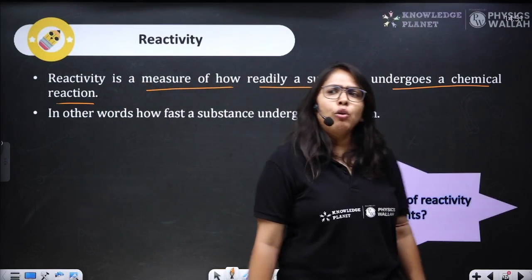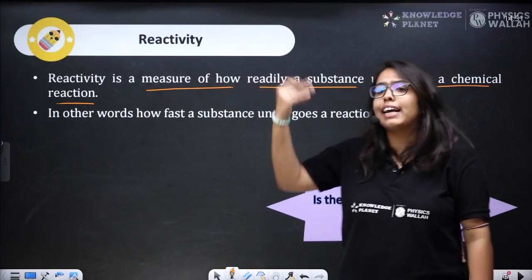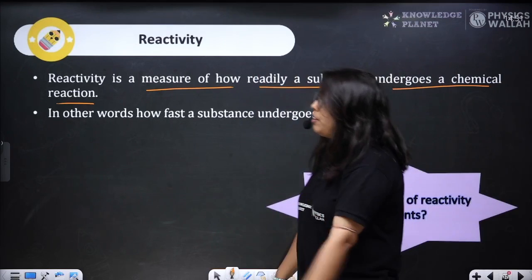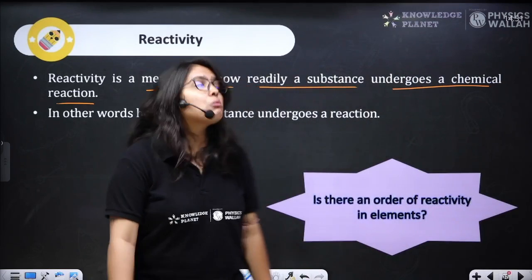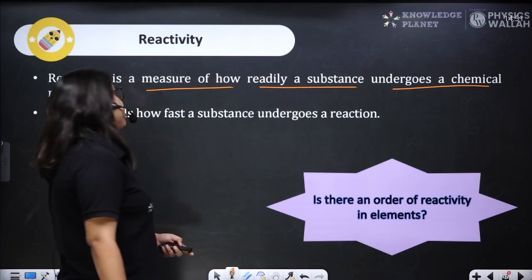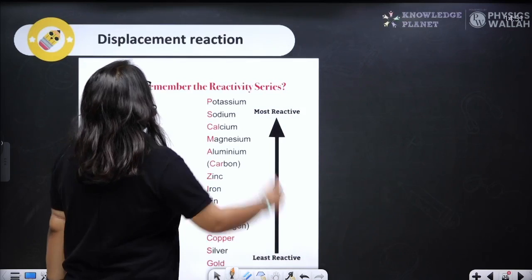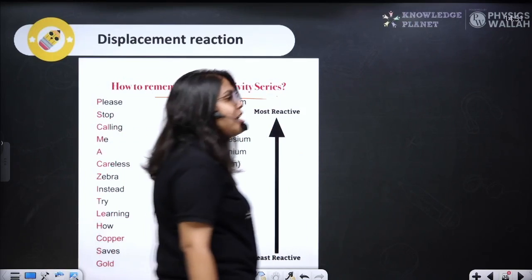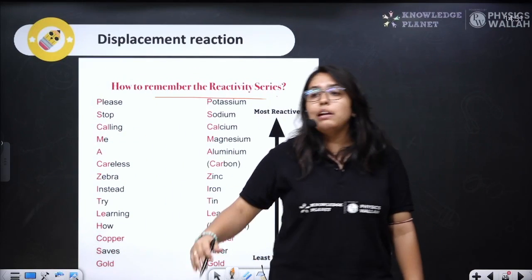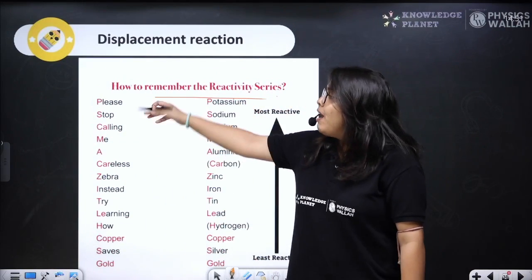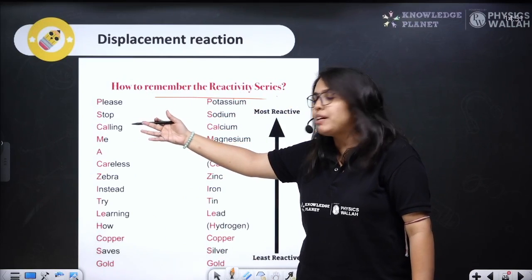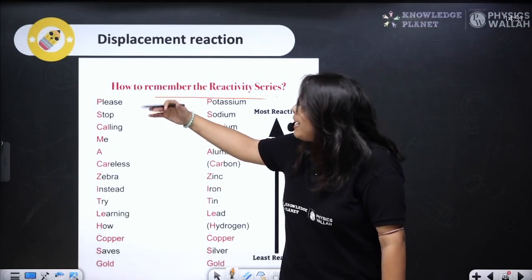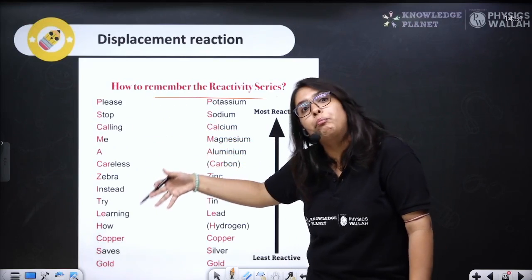So ma'am, how do we determine which is more reactive, which is less reactive? Very nice question. Is there an order? Yes, there is an order, and this is nothing but the reactivity series. We understand that with the help of the reactivity series. The elements that are present on the top are more reactive than the elements present below them. That is why the elements on the top can displace the elements present below them.